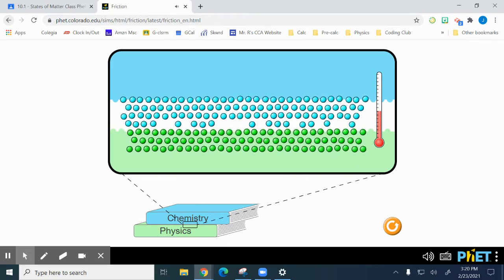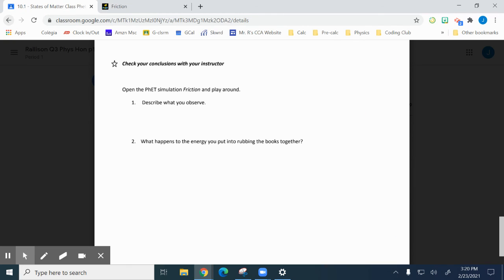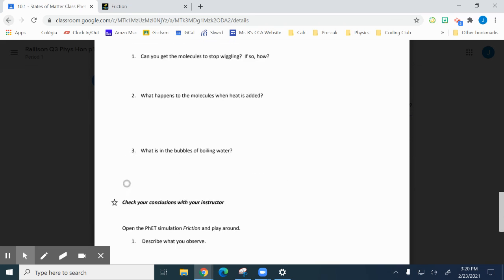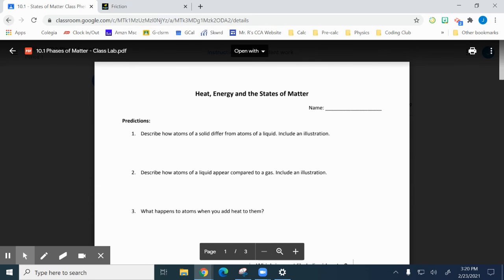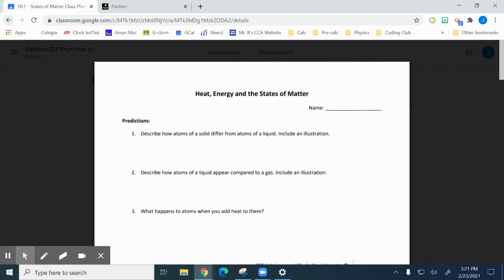So that's what's happening. If you take your hands and you start rubbing them together, exactly the same thing is happening. You start to feel the warmth on your skin. The warmth on your skin is the energy you're adding to make the molecules that make up the cells of your skin jiggle faster. So you are controlling the rate of jiggle of the molecules that make up the atoms in your skin. So that's that lab.